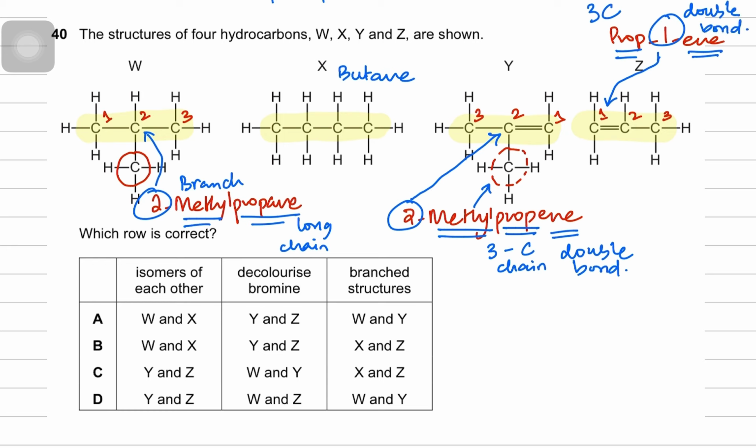Now moving on. Which row is correct? Isomers of each other. So W and X are definitely isomers of each other. Decolorized bromine. Decolorizing bromine is a quality of alkenes. So it will be true for Y and Z. Branched structures. Which ones have branches over here? W has a branch and Y has a branch. So W and Y. So A for apple is the right answer.